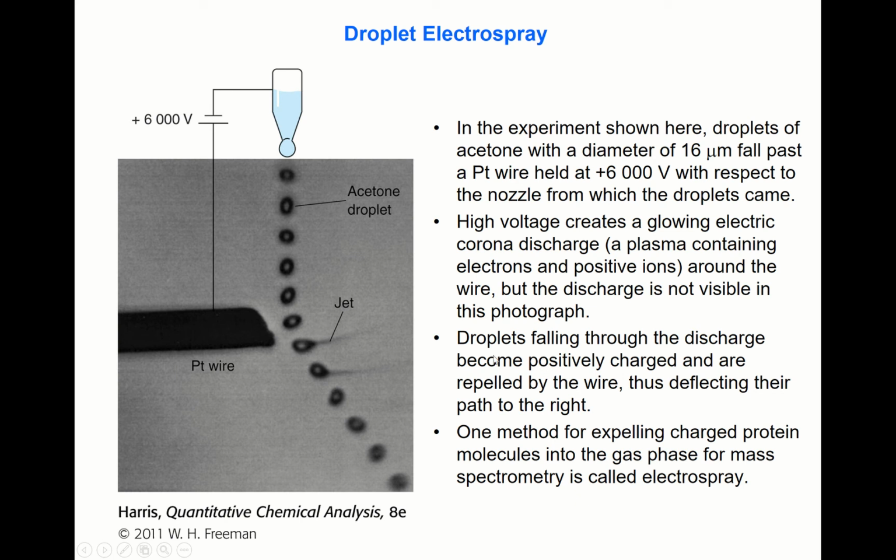Anyway, the droplets are positively charged, and since this platinum wire is also positively charged because of the high voltage, this is the negative terminal and this is the positive terminal. So the platinum wire is also positively charged. When the droplets get close to this platinum wire, positive and positive charged things repel each other. So the droplets are repelled.